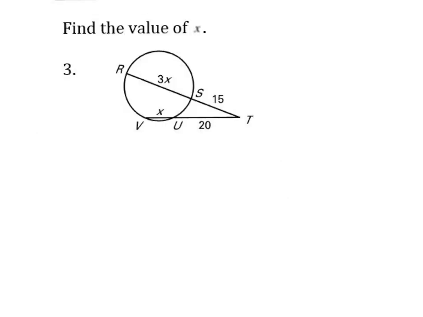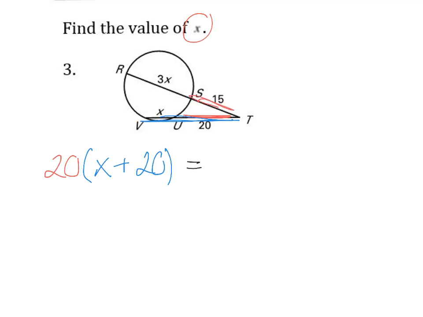Once again, I'm trying to solve for x in this example. As I said, according to my theorem, it's going to be the external piece, which is 20, times the whole secant segment, which is the sum of those two pieces, x plus 20. I'm going to do the same thing for the other secant segment. So the external piece, which is 15, times the whole secant segment, which is the sum of those two pieces, 3x plus 15.